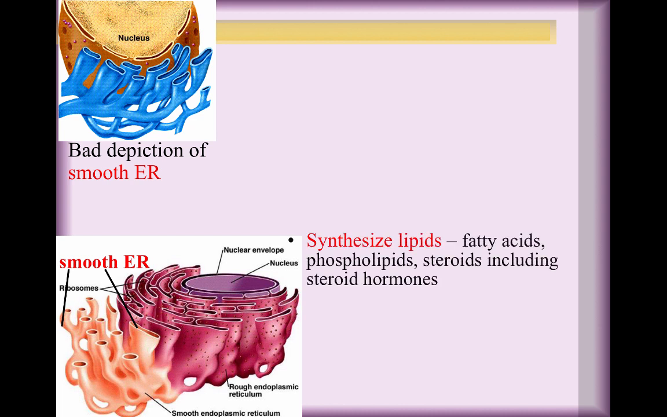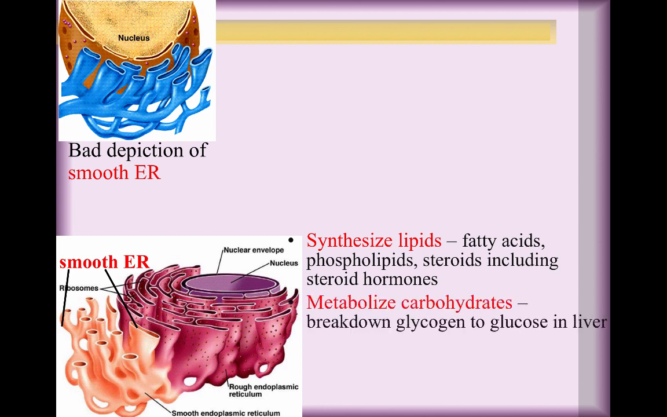The job of the smooth endoplasmic reticulum, like that of rough endoplasmic reticulum, is to synthesize biomolecules. But in this case, what's being synthesized would be lipids rather than proteins. In particular, the lipids that are synthesized include fatty acids, phospholipids, and steroids, which might in fact be steroid hormones, things like testosterone, cortisol, estrogen, those types of things.